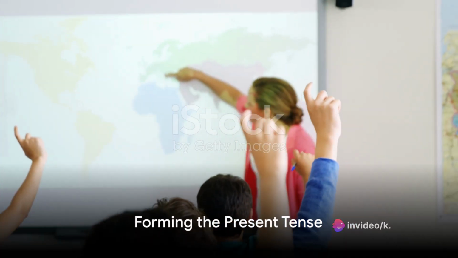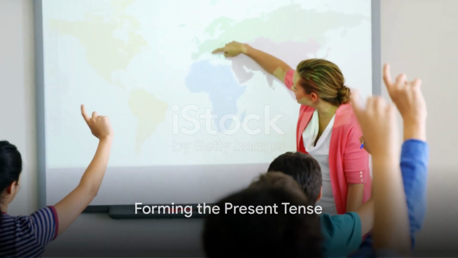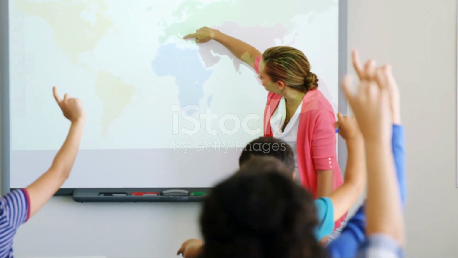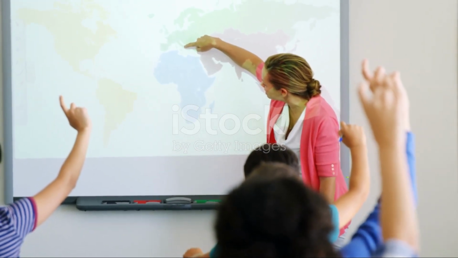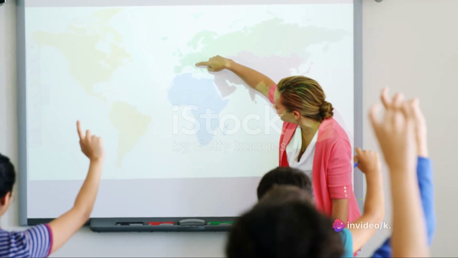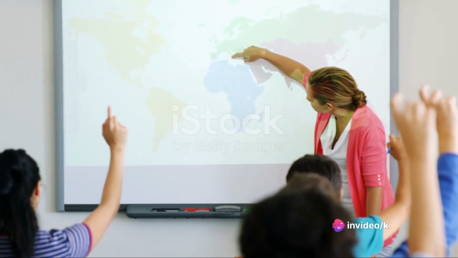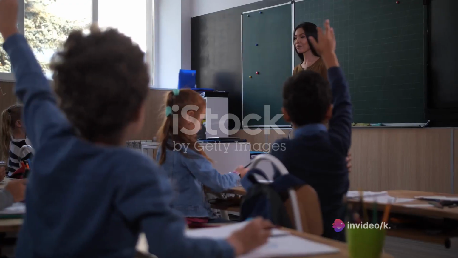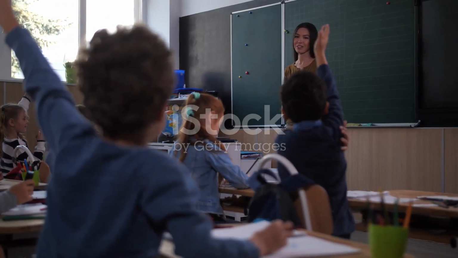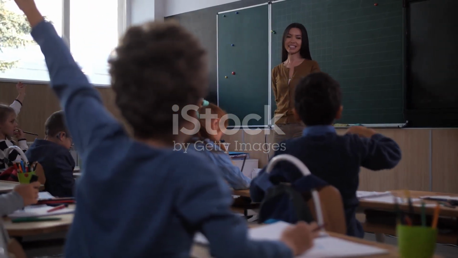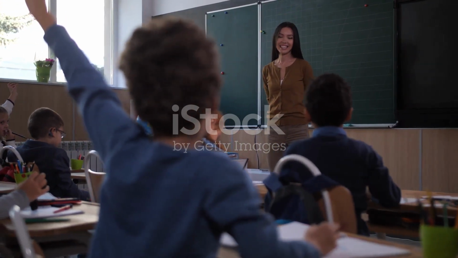To form the present tense, we usually add an s or es to the base form of the verb for third-person singular subjects. This rule is applicable to all regular verbs in the English language. These verbs are those that follow a regular conjugation pattern, unlike irregular verbs. This pattern is quite easy to remember and very useful in daily conversations.